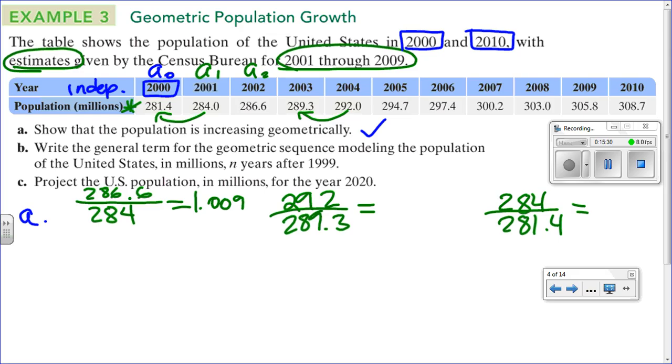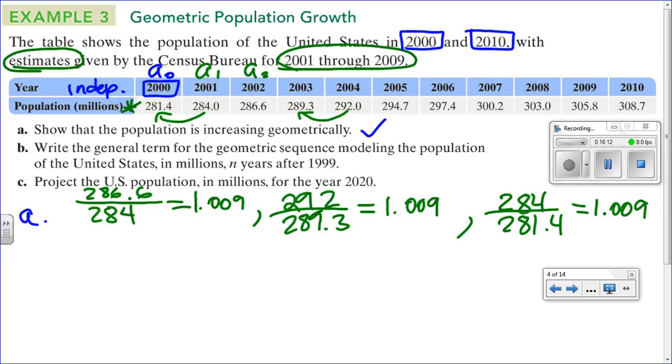Crystal, do you have an answer for me? 1.004. 1.009. Okay, let's round to the nearest 10,000. Okay, and then who had the last one? Gabriel? Okay. So we checked that 3 times. So would you guys feel comfortable saying yes, it is geometric? Yes. Okay, I'm glad you do.